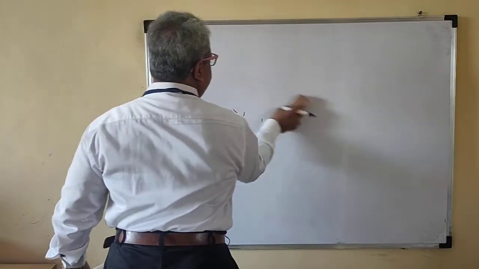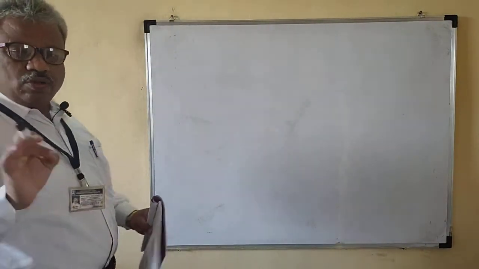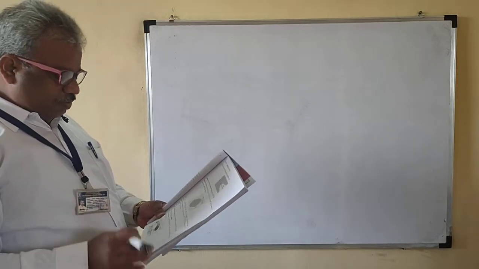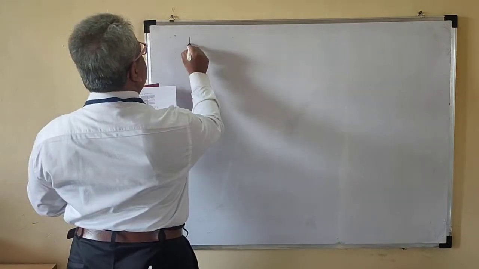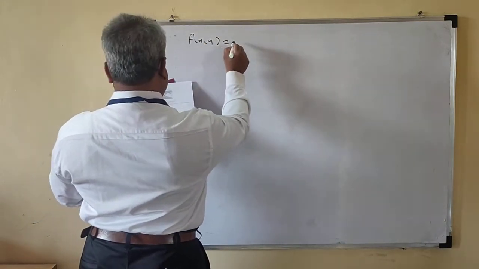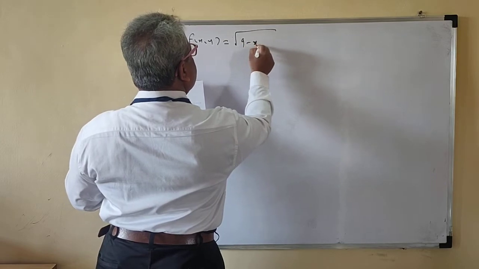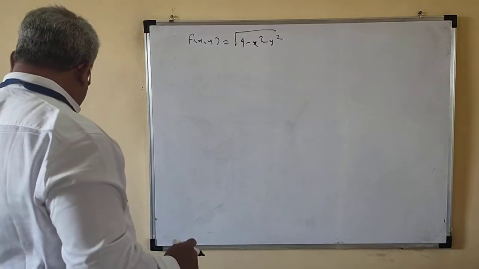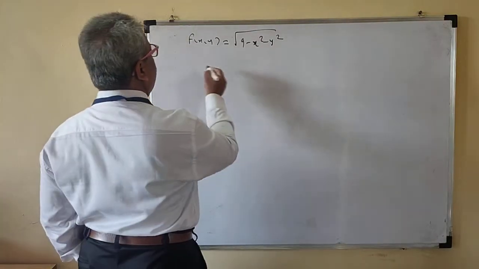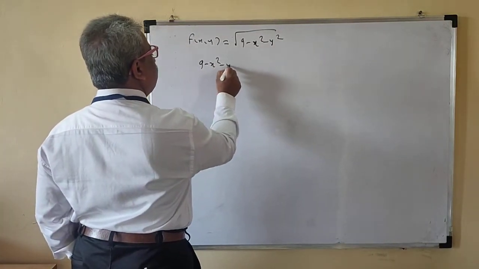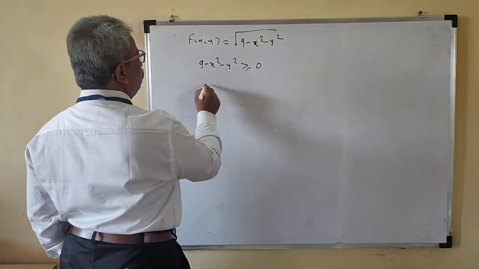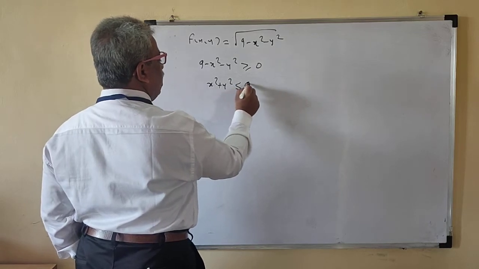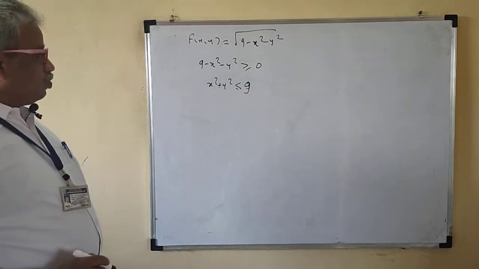Here the only problem is that you have to find the domain and the range. Domain and range are very important for this first point. So, find the domain. Suppose f of xy is equal to root of 9 minus x square minus y square. The domain will be 9 minus x square minus y square greater than or equal to 0. That means x square plus y square is less than or equal to 9. So this is the domain.